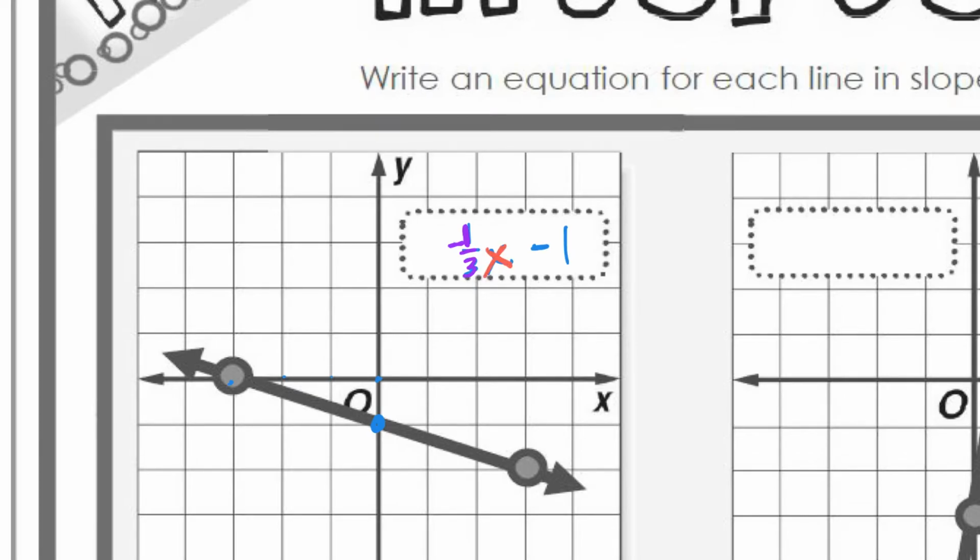And we're going to put y equals negative 1/3 x minus 1. We started by finding our y-intercept, and we looked at other points on the graph to figure out our slope.